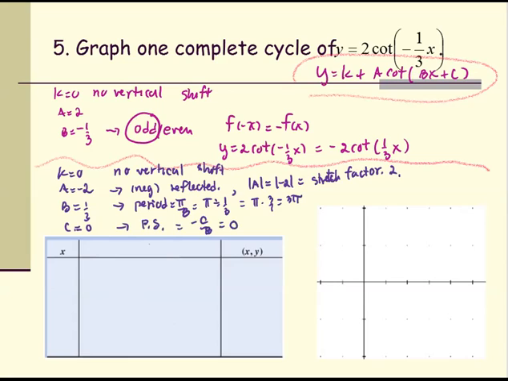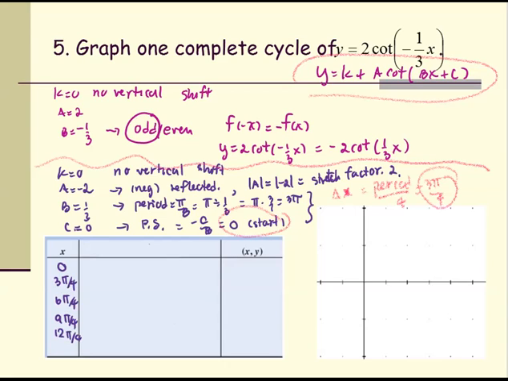Since c is 0, the graph will start at 0. Now, from the period 3 pi, we're going to find the increment or the width of the 4 equal subinterval, which is from the period divided by 4, or 3 pi over 4. The graph started at 0 with the increment 3 pi over 4. We put the numbers on the table by making a list starting from 0, increment 3 pi over 4. The next can be 6 pi over 4, 9 pi over 4, 12 pi over 4.